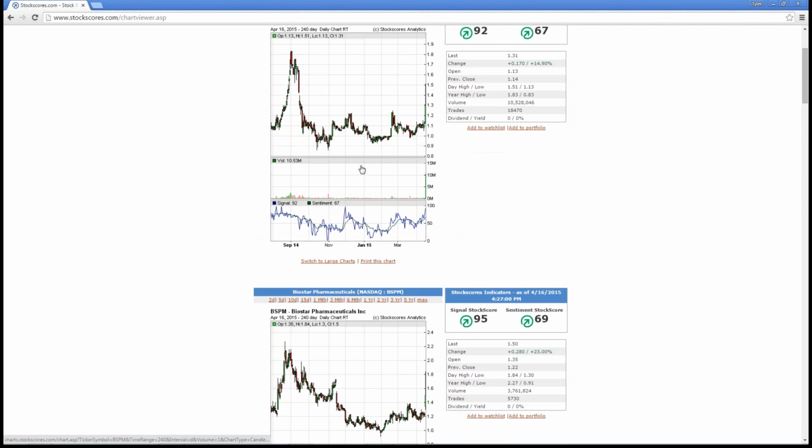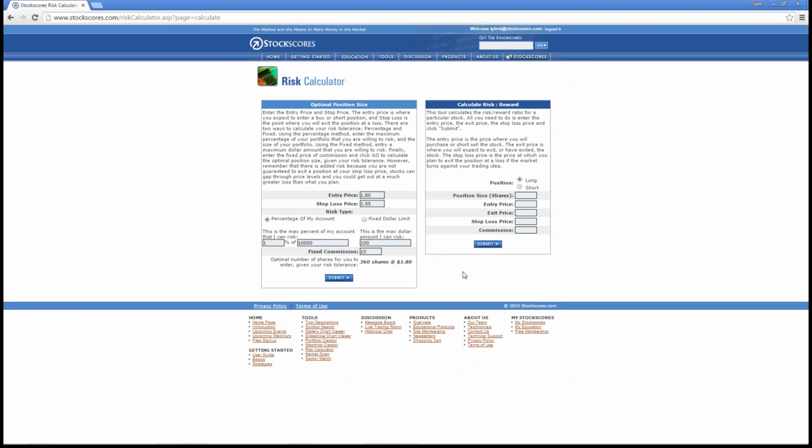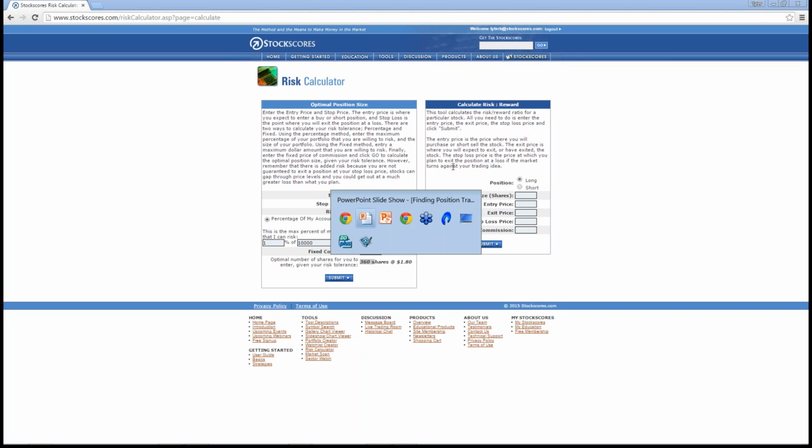I can go into the tools menu again, select risk calculator, and say I'm going to buy the stock at $1.80. My stop loss is going to be at $1.55. I'm going to do percentage of my account. Let's say I don't want to risk more than 1% of a $100,000 account. I have a commission of $10. Click on submit, and it tells me that based on the risk profile of that trade, I can afford to buy 360 shares. So that's another great tool that is all part of the advanced package on Stockscores.